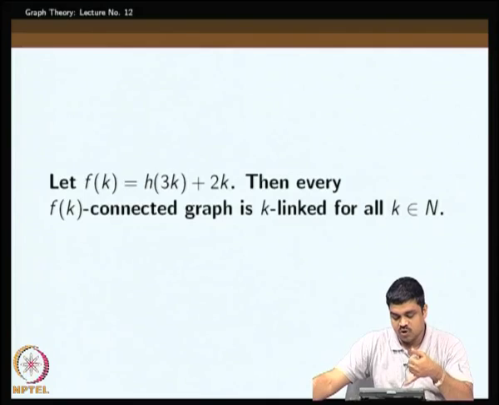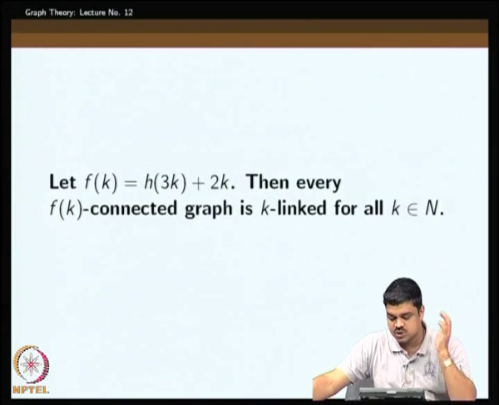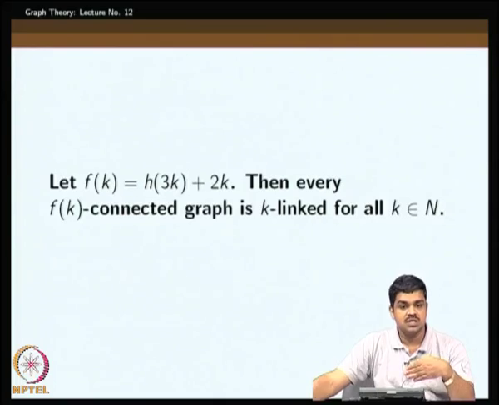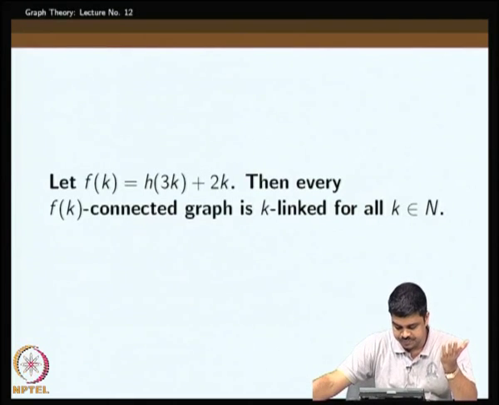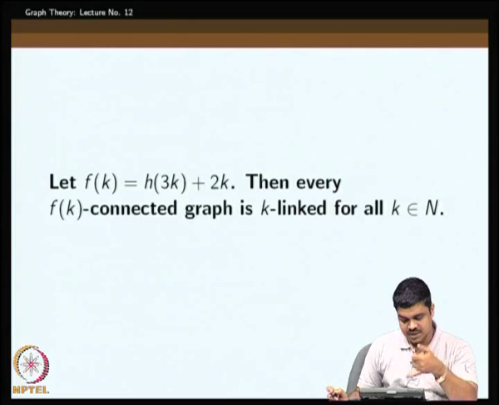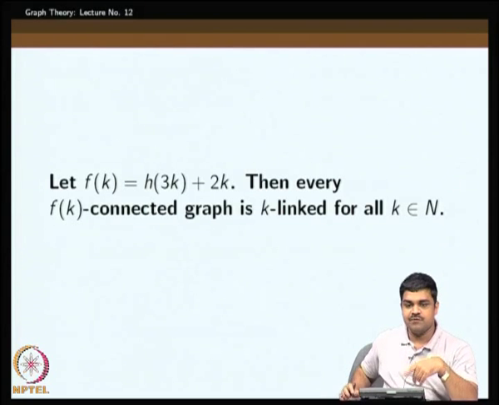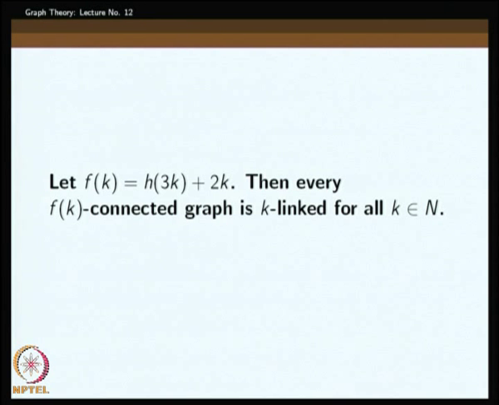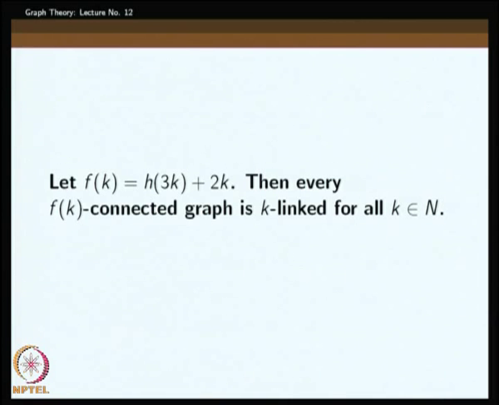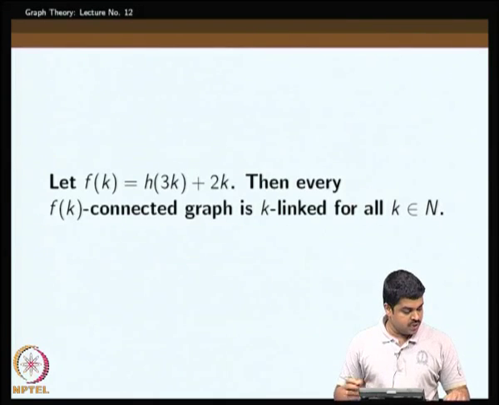And plus 2k. Suppose this was small, then we would not be able to assume that it is at least 2k connected. We are making sure that the connectivity of the graph is not below 2k, in case h of 3k was a small number. But here it is not a small number. But maybe somebody may come up with a smaller value of h of 3k, right. So suppose you put f of k equal to h of 3k plus 2k, then every f of k connected graph is k linked for k an element of N. This is what we want to show. So, how do we show this thing?